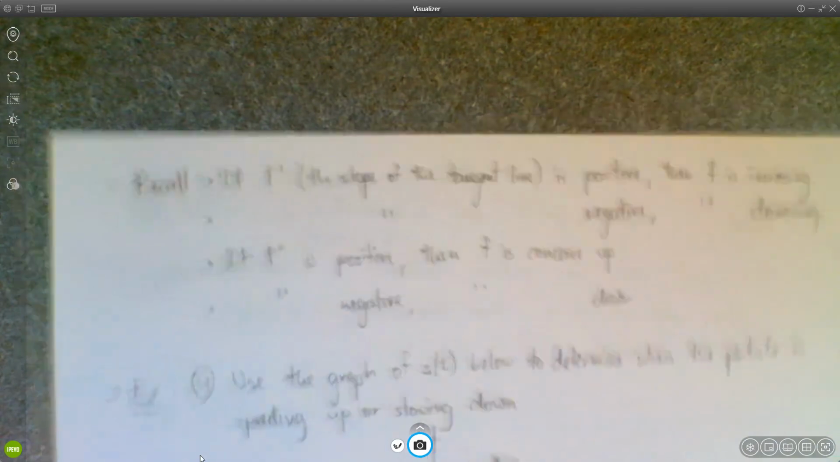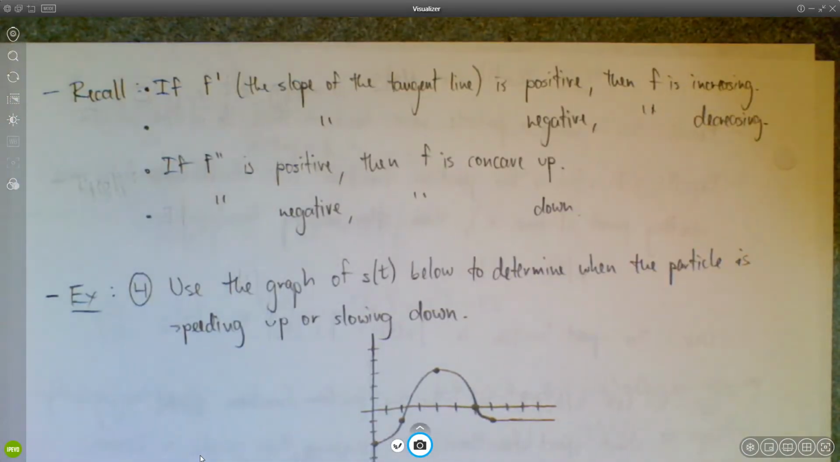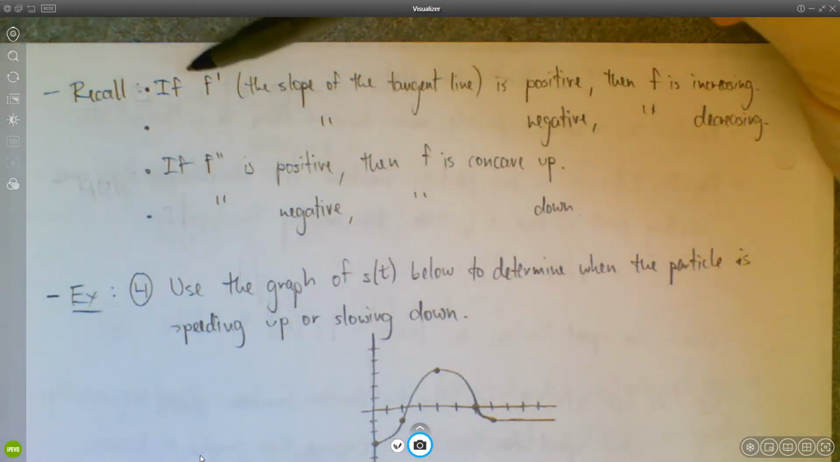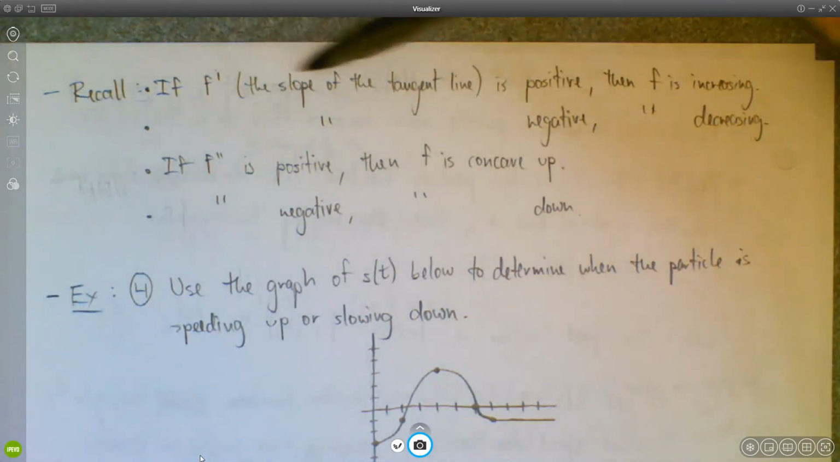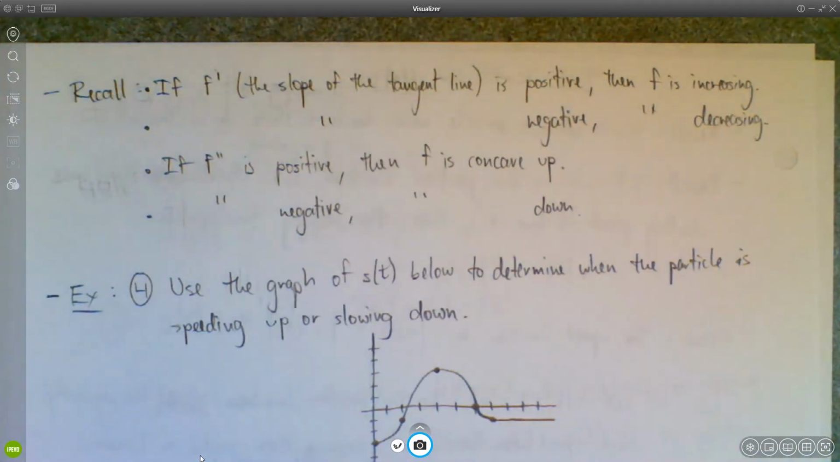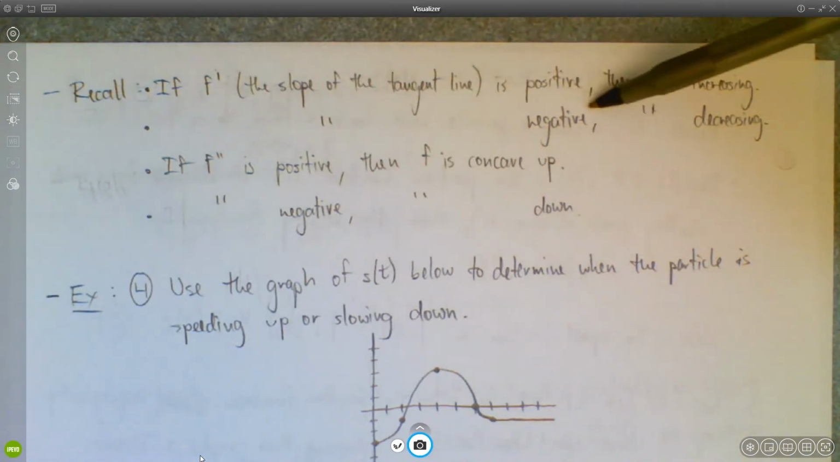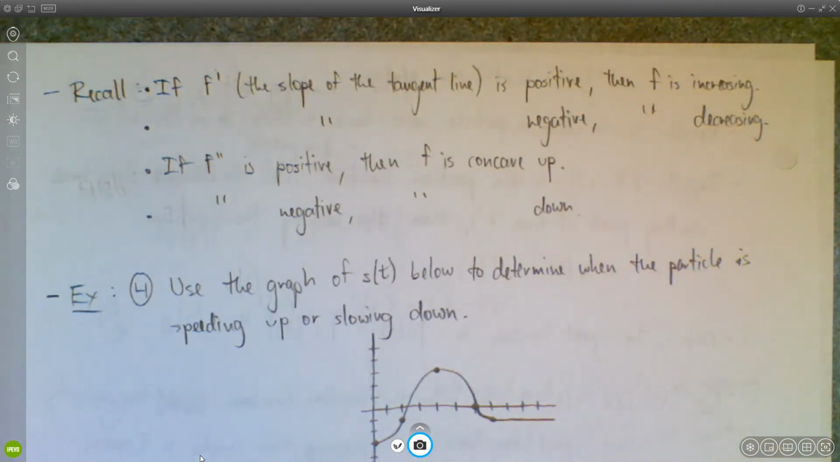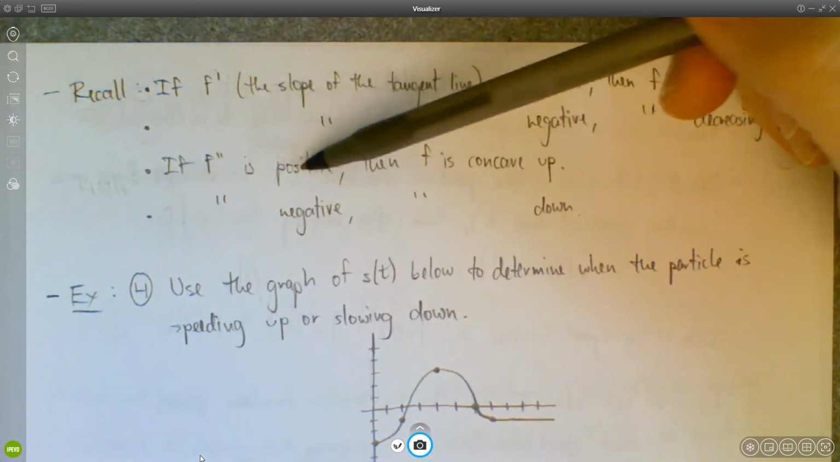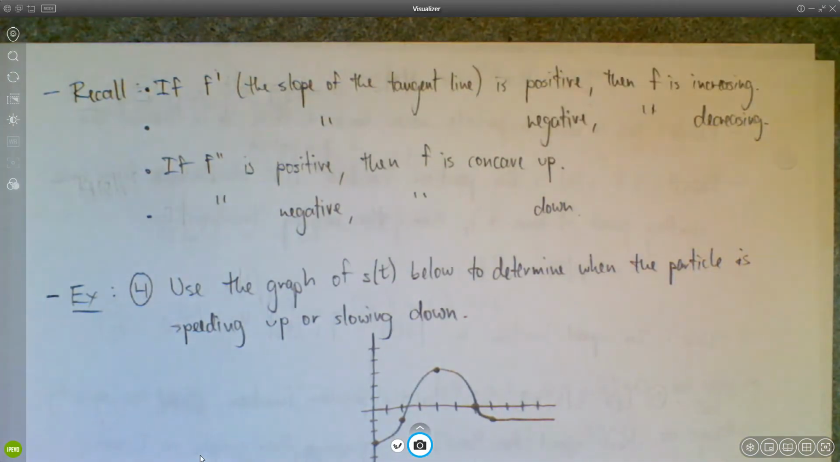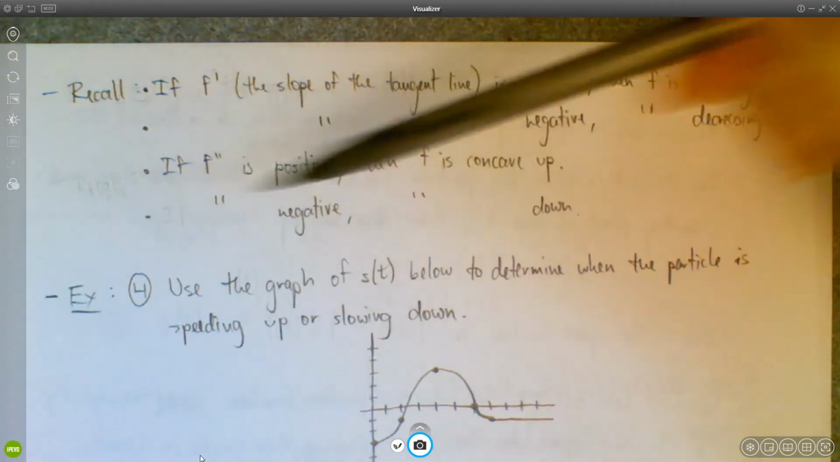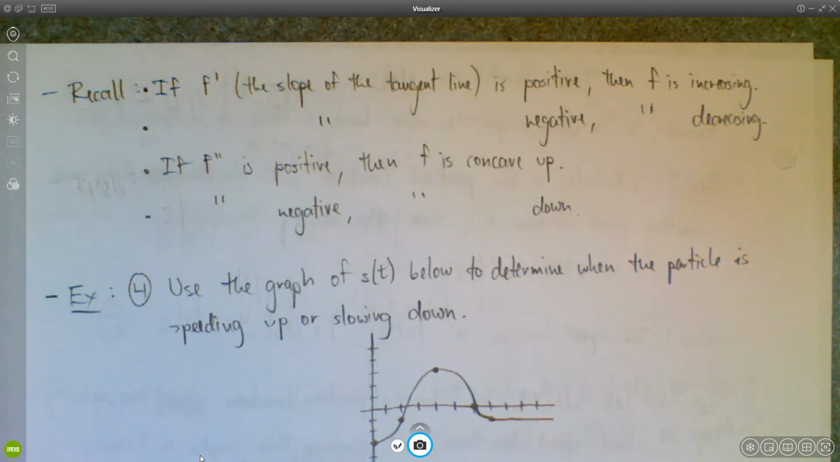So kind of putting this all together, you're probably coming up with all this on your own anyway, but let's just recall. Okay, so if f prime is positive, so in other words, if the slope of the tangent line is positive, then f is increasing. If the slope of the tangent line is negative, then f is decreasing. If the second derivative is positive, then f is concave up. And if the second derivative is negative, then f is concave down.